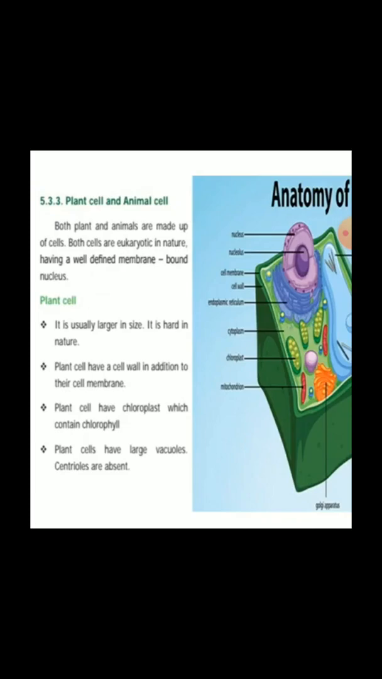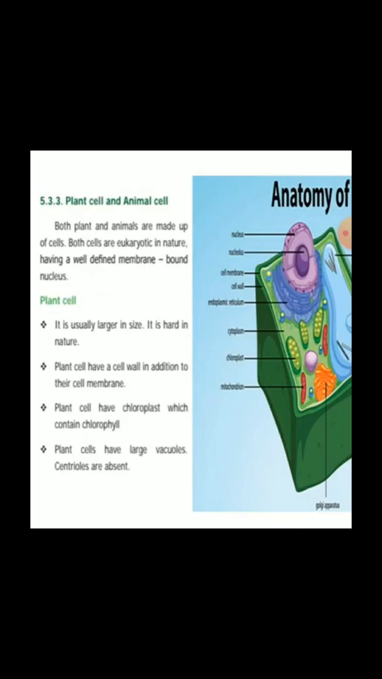Plant cell is usually larger in size. It is hard in nature. Plant cells have a cell wall in addition to the cell membrane. You already know the cell wall and cell membrane. So the plant cell has a cell wall and a cell membrane.